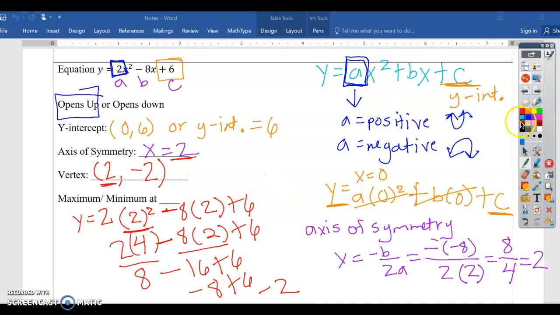Okay, and remember what we said in the beginning, that our y-coordinate of the vertex and the maximum or minimum point is going to be the same, so that is also negative 2. Okay, since my graph points up, that means this is going to be the lowest point, so it's going to be a minimum.